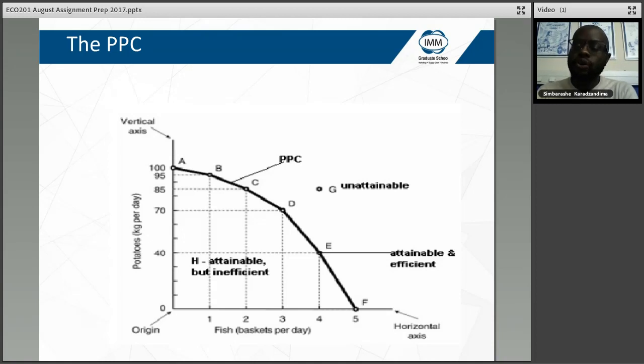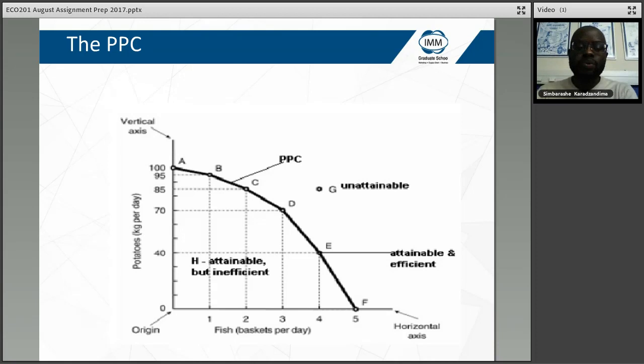But you know that in the real world, a society cannot only produce two goods. There are thousands and thousands of goods that can be produced, but you cannot put thousands of goods on a graph. So how do we represent that? We simply put two goods. So we are assuming that we are using all our resources to produce these two goods.